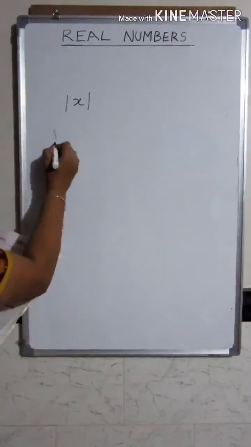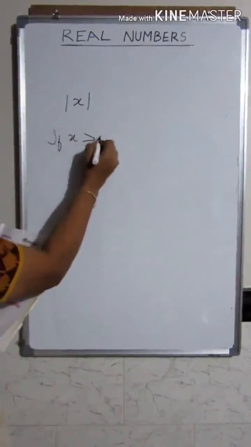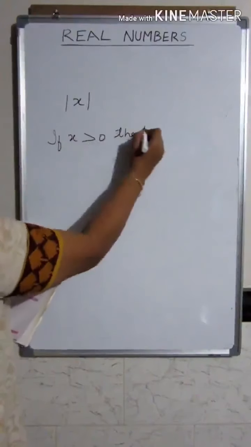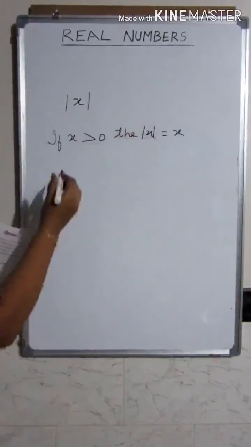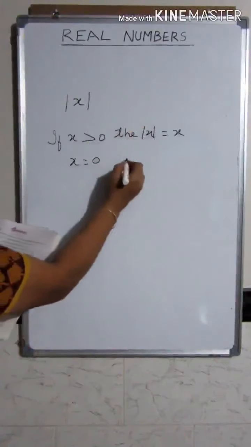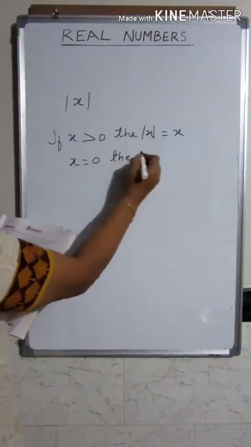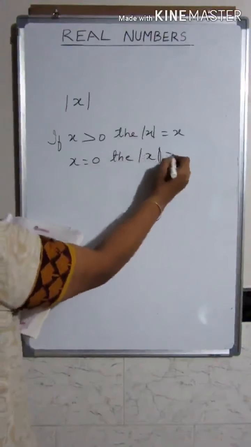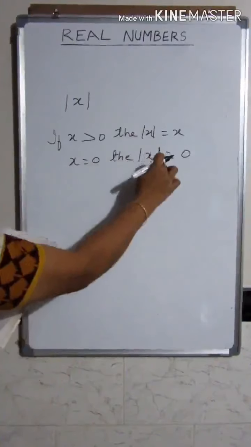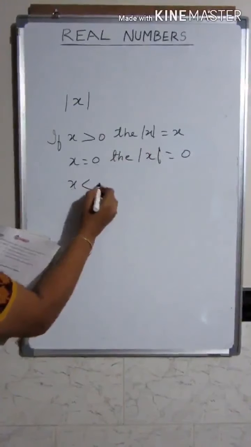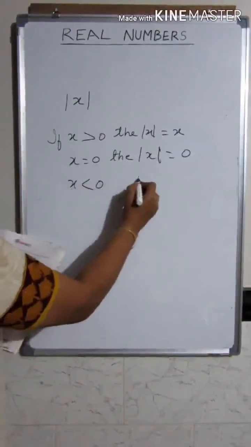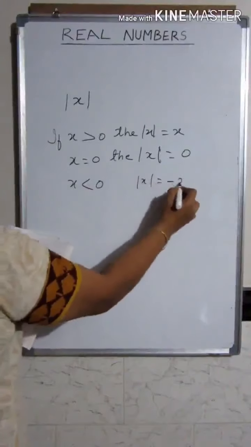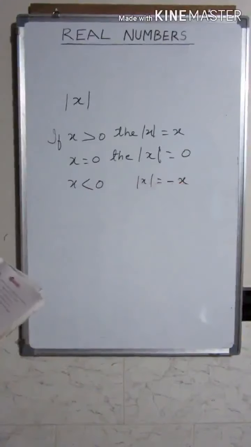Now suppose x is greater than 0, then the absolute value or the modulus of x will be x itself. If x is equal to 0, then the absolute value of x will be equal to 0. Next, when x is less than 0, that is a negative value, then the absolute value of x will be equal to minus x. So when you want to simplify problems, you have to use this concept.